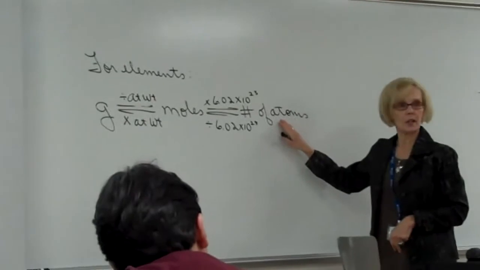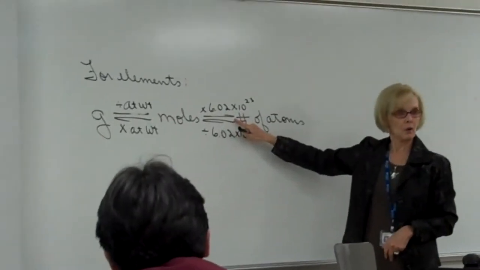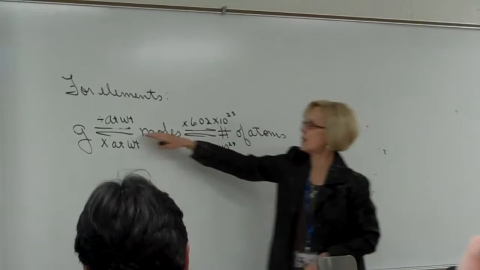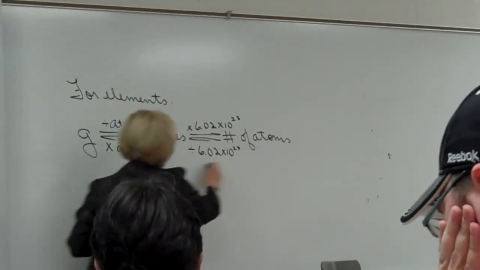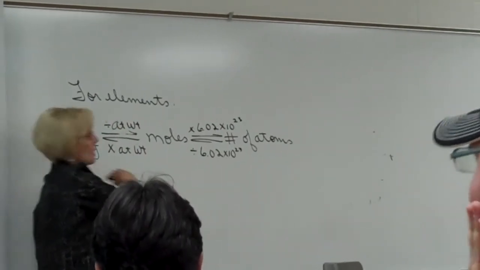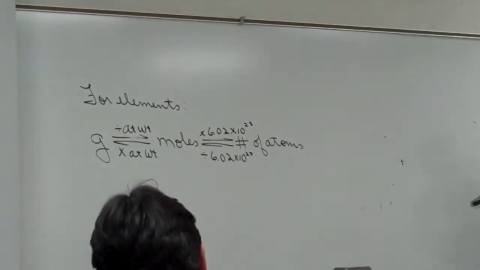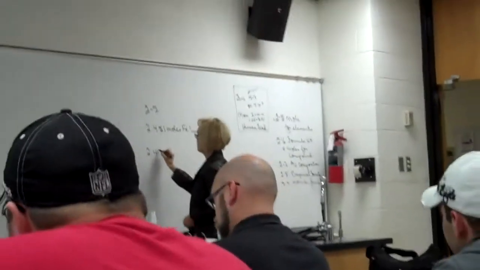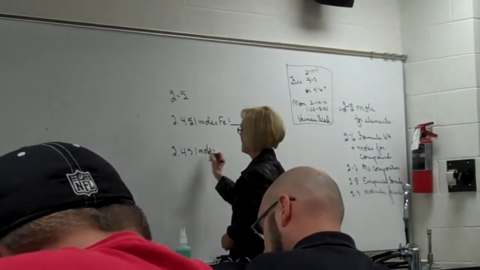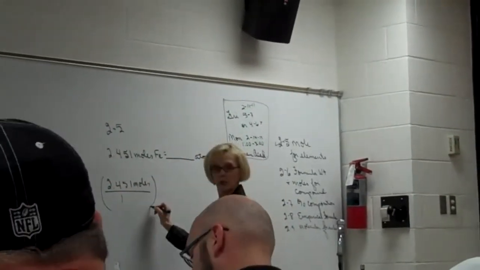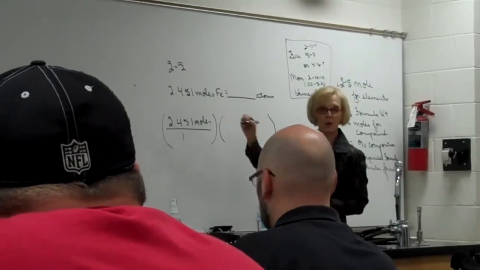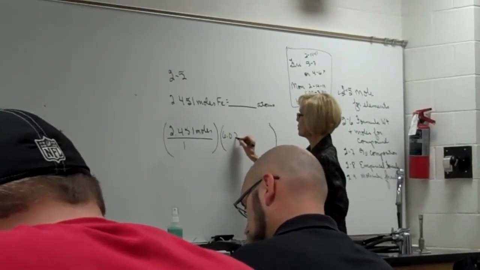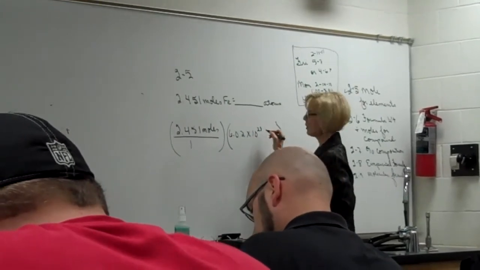But if you come over here, you're on automatic pilot, you're here, you're trying to get here, follow the arrow across the top, because the arrows across the top were moving from left to right. The arrows on the bottom were going right back to left. So, I set this up, 2.451 moles. You can always put that over 1 if you wish. Okay, now we need to multiply it by Avogadro's number, 6.02 times 10 to the 23rd.